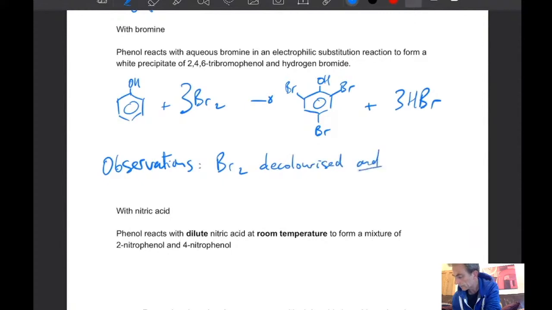And I've already mentioned it, white precipitate. Okay, so that's that one.